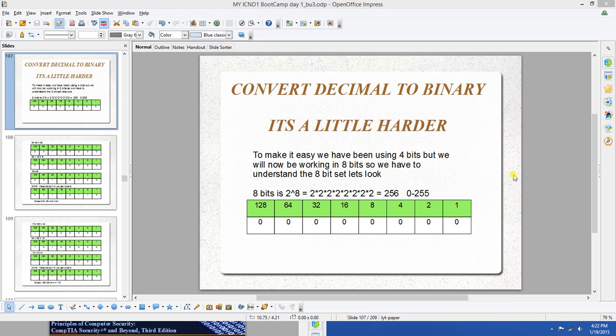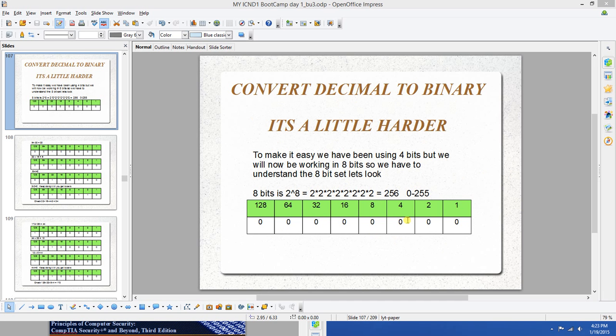We're going to start looking more deeply into binary numbers. Now we're going to convert from decimal to binary. It's a little bit harder, and we were just looking at 4 bits, but now we've got to look at 8 bits, because 8 bits is what the computer system actually uses. So we're going to have to use that for addressing.